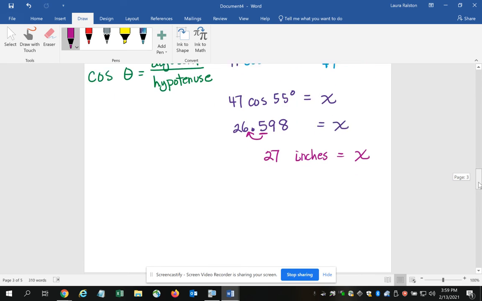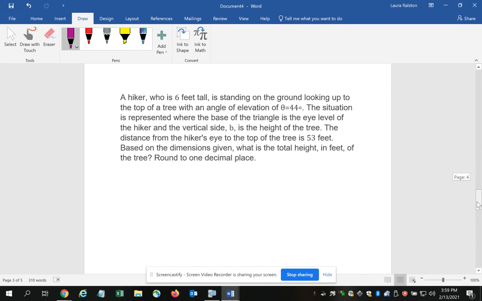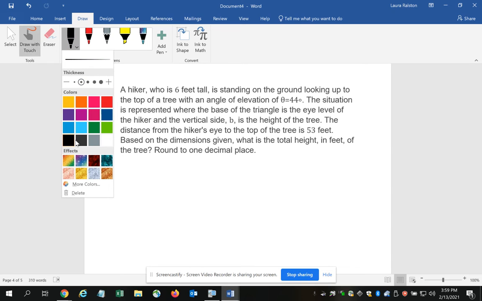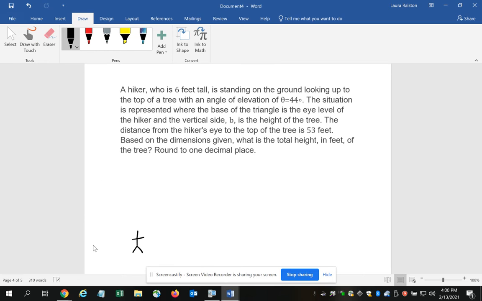Also, within that same lesson, you have application type problems. And again, it's a lot of words, but it will help you if you will try to draw yourself a picture of what is being described. So I'm going to try to do that as we go. So it says a hiker who is 6 feet tall. So we have a hiker who is 6 feet.